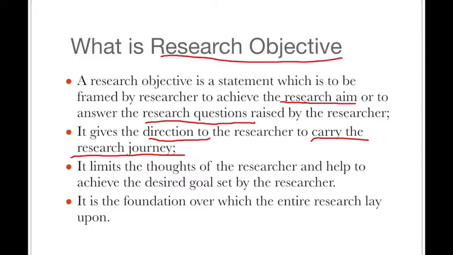As you can see in the third point, it limits the thoughts. Now what do I mean? What I mean by limiting the thoughts is that we have a lot of things to do in our research, but we have to work with certain limitations, and we have to limit our research. That means we have to consider certain parameters, certain variables, and carry our research in a controlled environment. At one point of time, we cannot carry out all the things in parallel. So objectives help us limit the thoughts, and they help us achieve the desired goal set by the researcher.